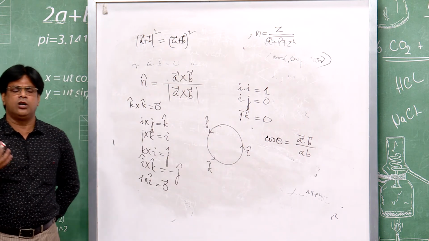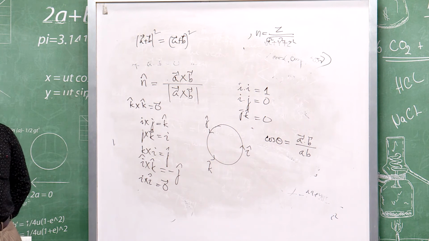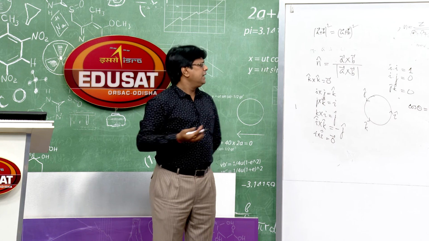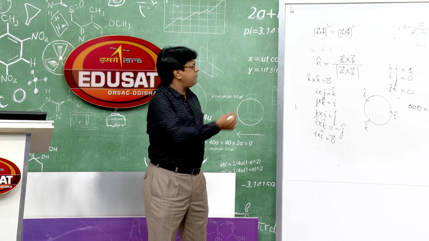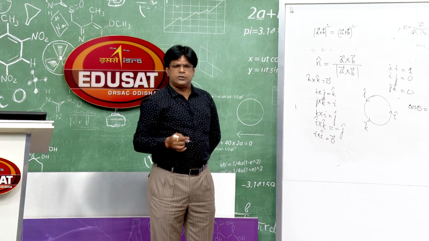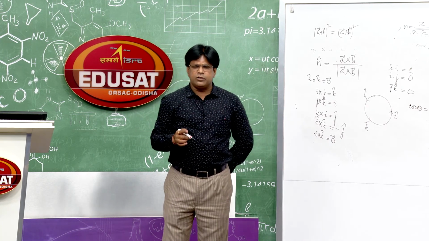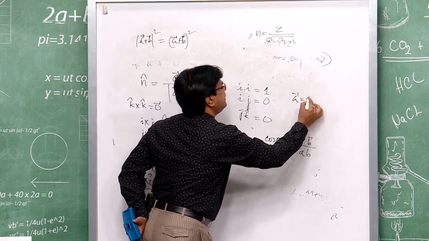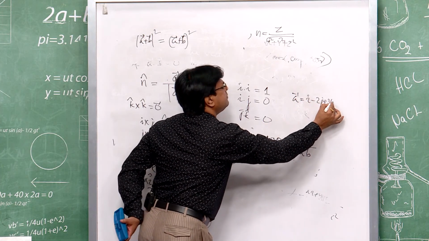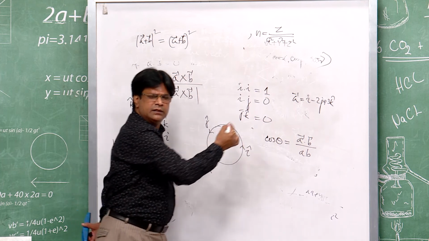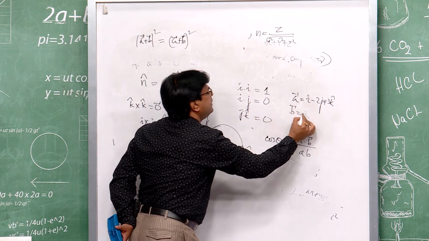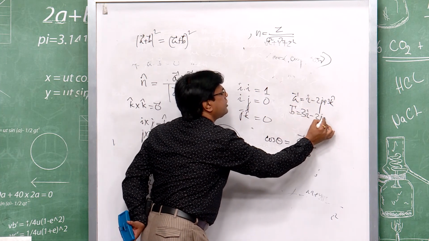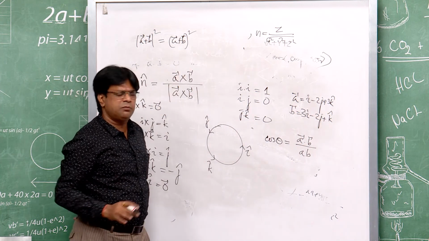Suppose we have to find the angle between two vectors using the scalar dot product. We can easily find a dot b and a b, that is, the magnitude of a and the magnitude of b. So, here the question is: find the angle between i minus 2j plus 3k and another vector 3i minus 2j plus k. Suppose this is a question.